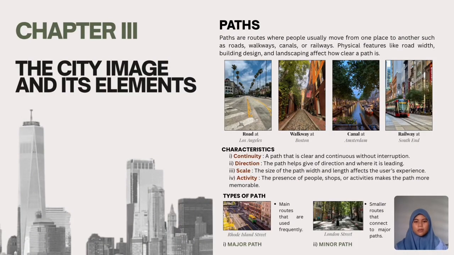Now I'm going to talk about Chapter 3, the city image and its elements. One of the elements is path. This slide explains one of the key elements, which is path. Paths are routes that people use for movement, such as roads, walkways, and railways.